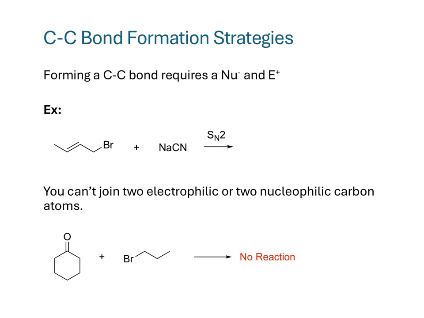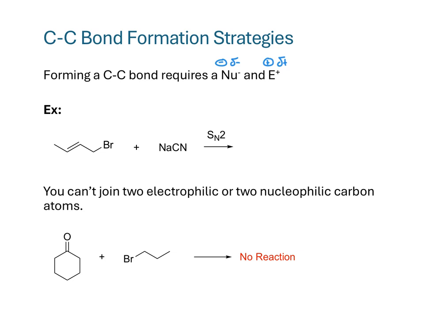In this section, we're going to take a look at carbon-carbon bond forming strategy. And with the exception of organometallic type coupling, all of our carbon-carbon bond formations require us to have a nucleophile and an electrophile. So your nucleophile is either something that is negative or partially negative, and your electrophile is something that is positive or partially positive.